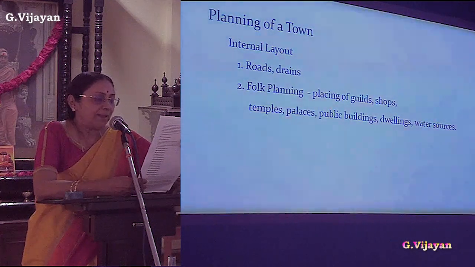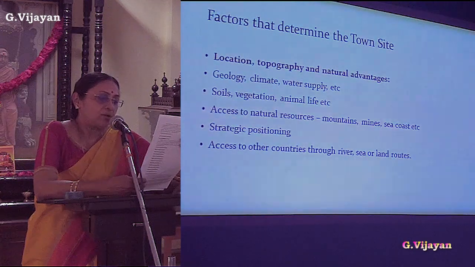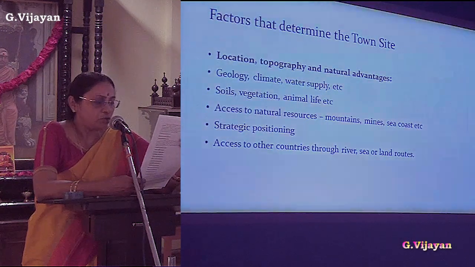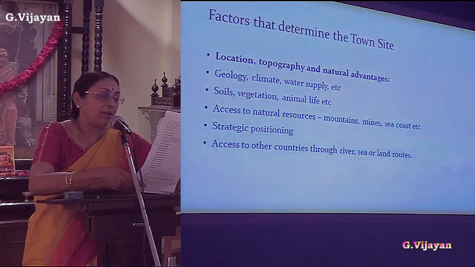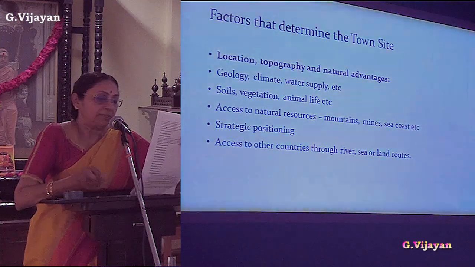The temple, royal palace, and public buildings like court, assembly halls, and so on were also planned, and inner roads were wider than the roads of the periphery.